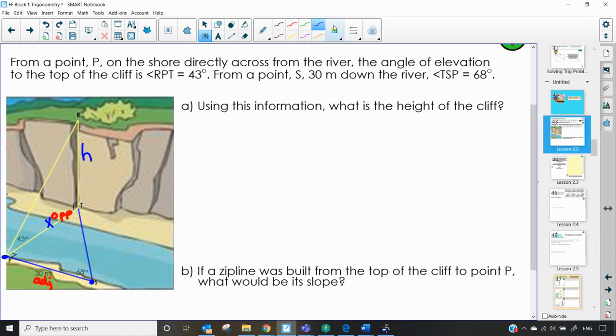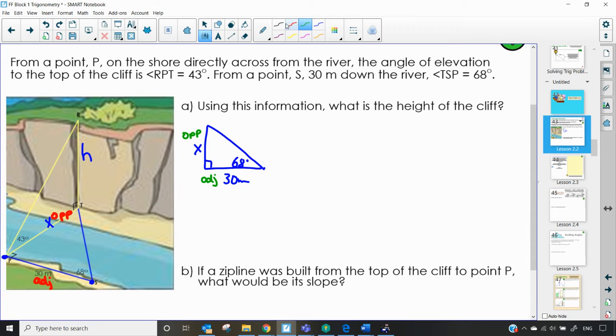So labeling my triangle here, or drawing my triangle, I have my 90 degrees over here. I have 68 degrees, I know. I'm looking for x, so I'm not drawing it necessarily in the same orientation, but everything's going to be in the correct position. And I have 30 meters down here. So looking across the triangle, I have x is opposite and 30 is adjacent.